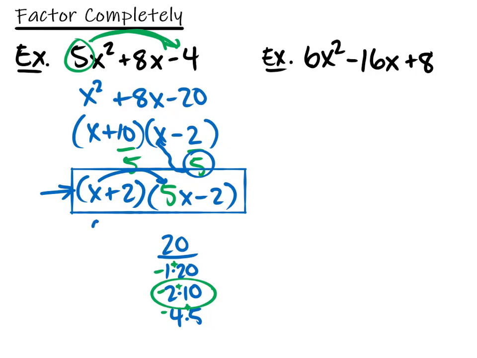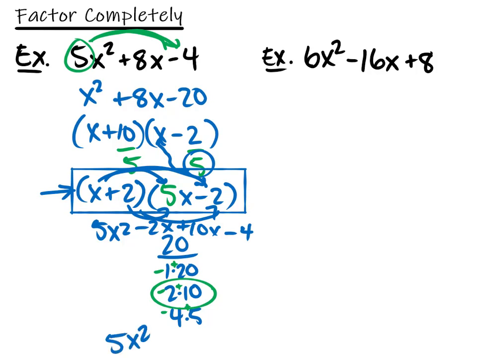X times 5x is 5x squared. X times negative 2 is negative 2x. 2 times 5x is positive 10x. And 2 times negative 2 is negative 4. This would give me 5x squared, the middle terms would give me positive 8x, minus 4. And this is equivalent to the original, right? So that's a good check. Especially on a multiple choice test, you can always multiply stuff together if you need to, just to check that we had the right answer, and we do.